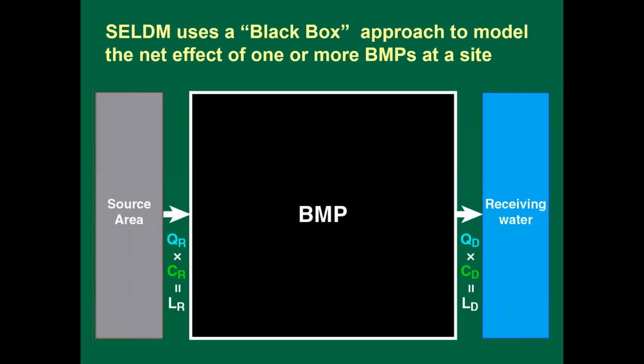As I mentioned, SELDM uses a black box approach to model the net effect of one or more BMPs at a site. So what are we looking at? We're looking at the flow, concentrations, and loads from a source area. And what we care about is the flows, concentrations, and loads that get into the receiving waters. So in the BMP form, we enter these statistics to control that transformation from runoff to discharge.